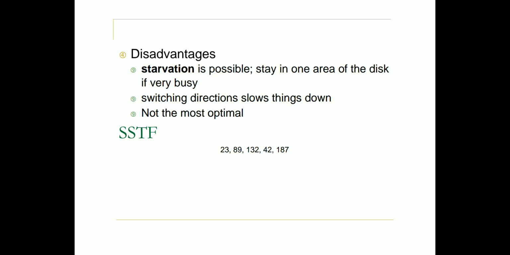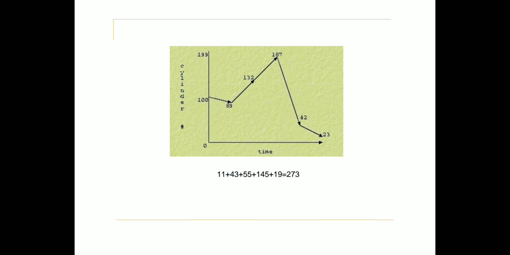Now here is an example of SSTF. The requests are 23, 89, 132, 42, 187, as you can see from the same chart we already saw. In SSTF, starting from 100, 89 will be served first, then 132, then 187, then 42, then 23.